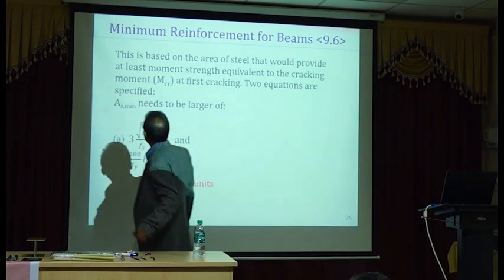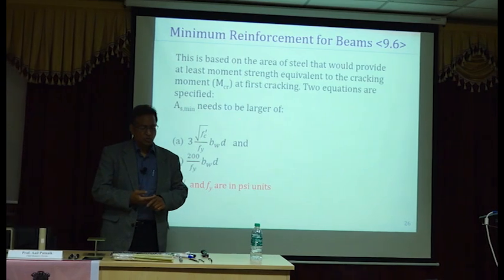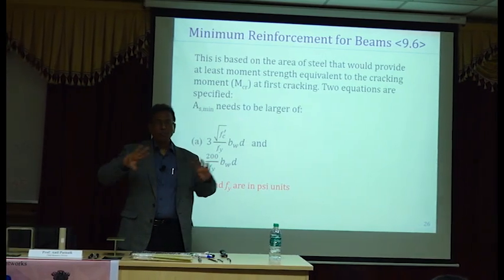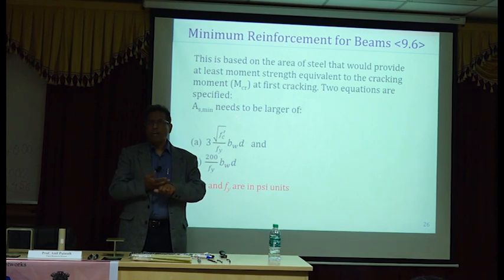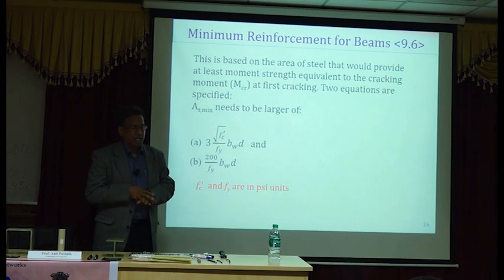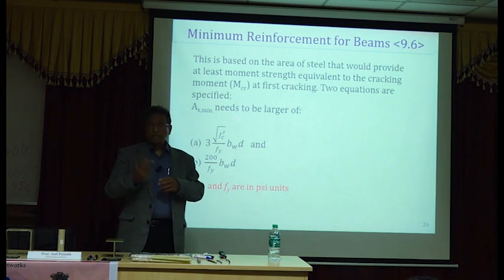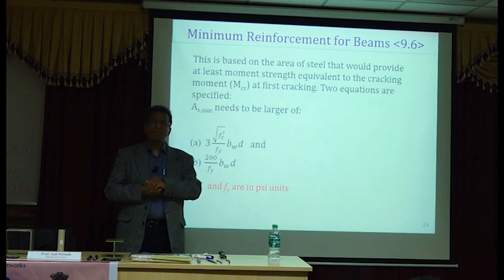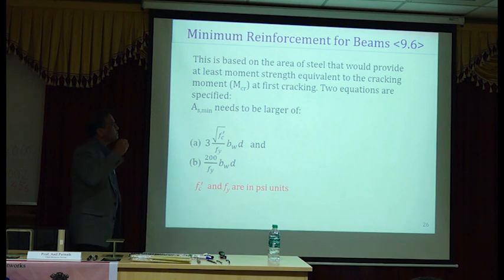So what about the other two conditions? Anytime you design a beam, there are three things you want to do. Number one, for moment strength, you find out the moment capacity or moment of resistance. That's what IS 456 calls it, moment of resistance, but it's the same thing as moment capacity. Number two is minimum area of steel, and number three is maximum area of steel. These are the three things you must check for any beam design.